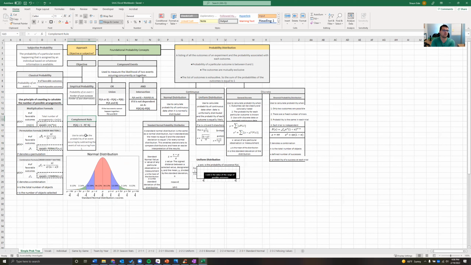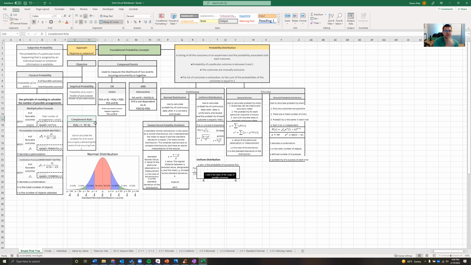probability of A is 1 minus the probability of not A. So in other words, if you want to find the probability of not getting A, you just do 1 minus the probability of A as well. So that's another thing.